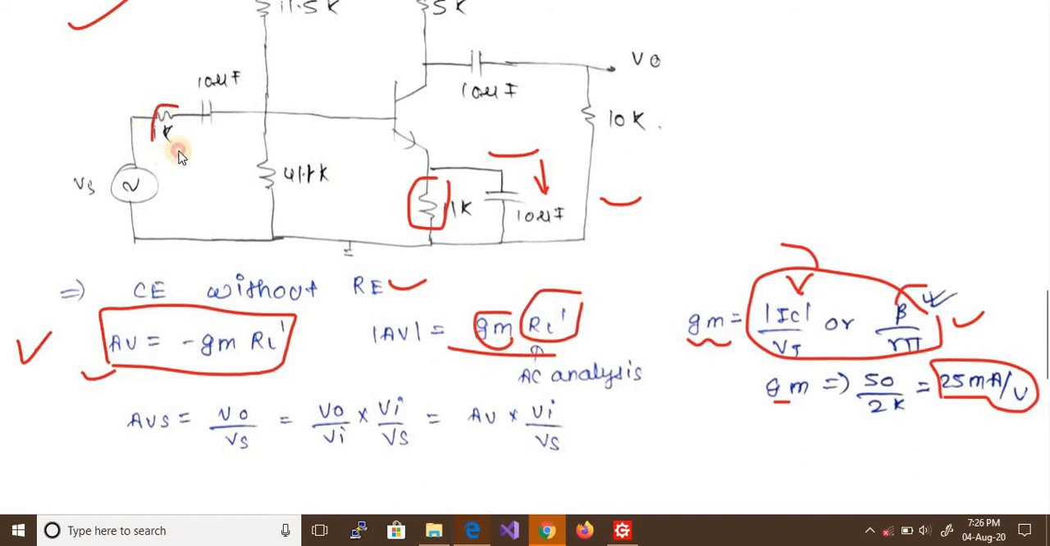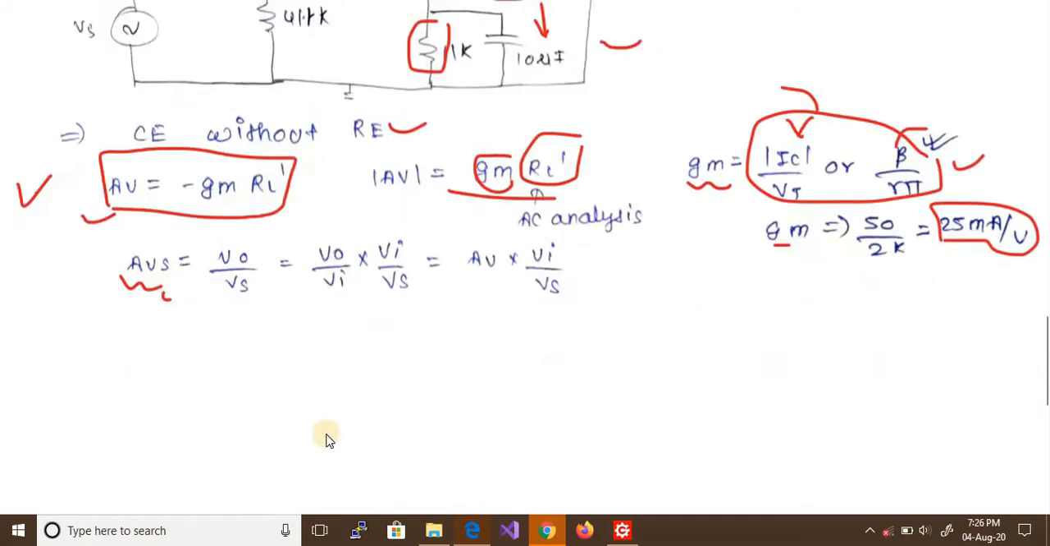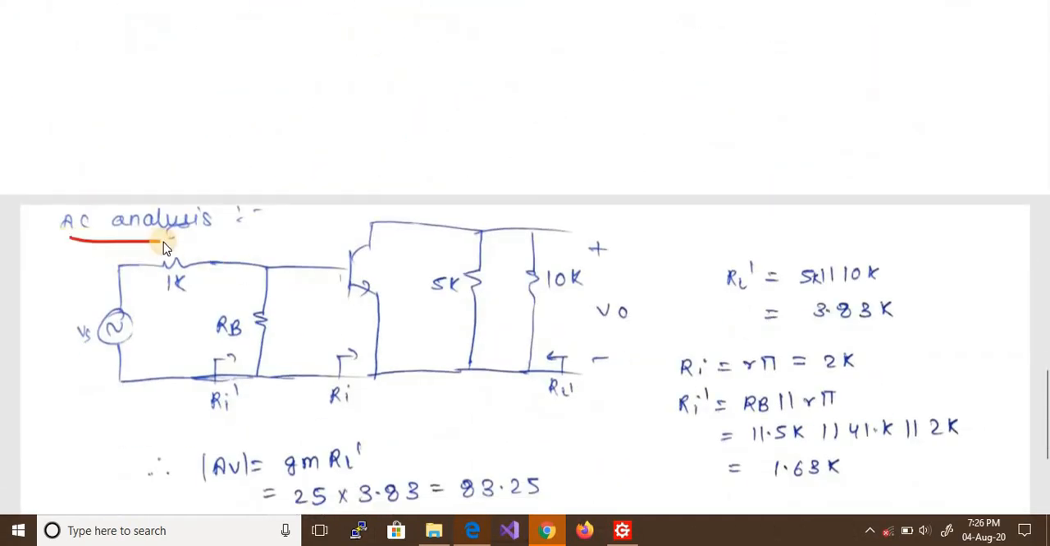Here we have RS resistance present. So this is not the case that Avs is equal to Av; here your overall voltage gain will be different. So we need to take care of that also. So let's do AC analysis. When we make our capacitors short circuit, we will get this type of circuit. Our RL dash will be simply this resistance parallel combination. So it will be 5K parallel with 10K, and if you do it by calculator you will get 3.83K.